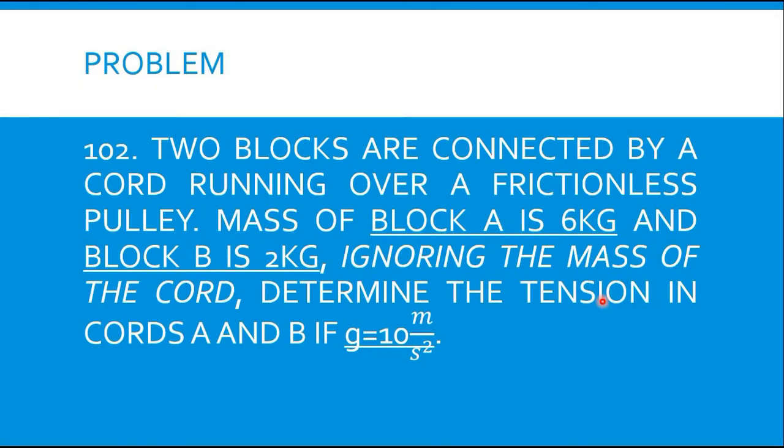So the next problem is: two blocks are connected by a cord running over a frictionless pulley. The mass of block A is 6 kg and block B is 2 kg. Ignoring the mass of the cord, determine the tension in cords A and B if g is equal to 10 meters per second squared.